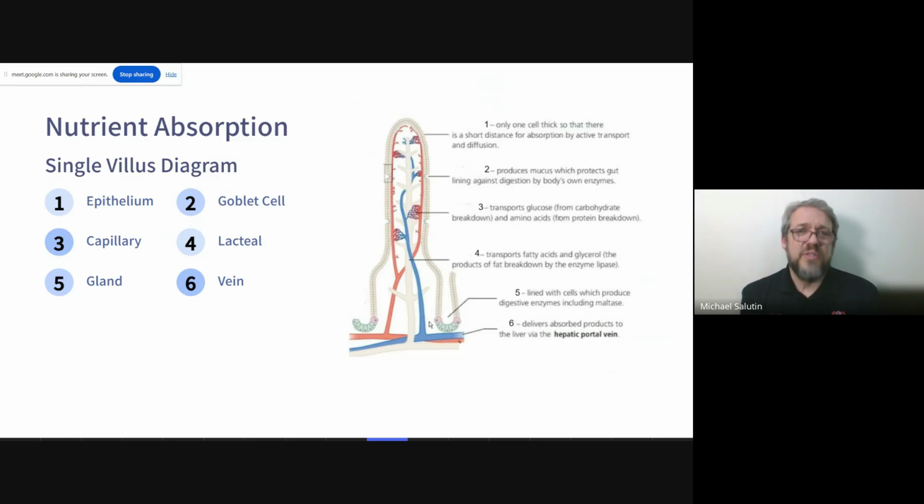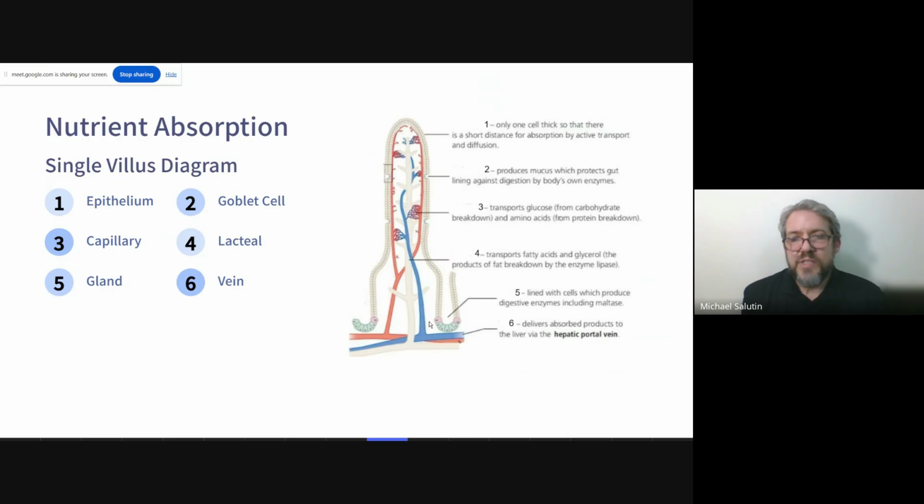It's very similar to the one cell thick rule of the alveoli in the lungs, where it has to be only one cell thick so that oxygen and carbon dioxide can exchange. But in this case, it's not oxygen, right? We are talking about the food particles which are going to be picked up.